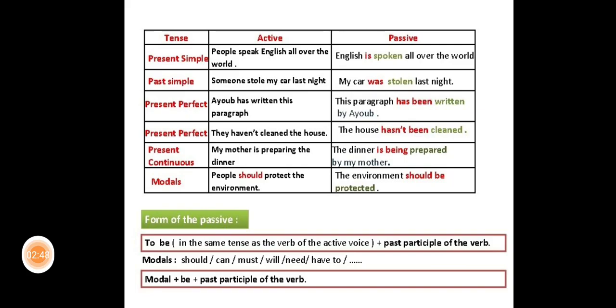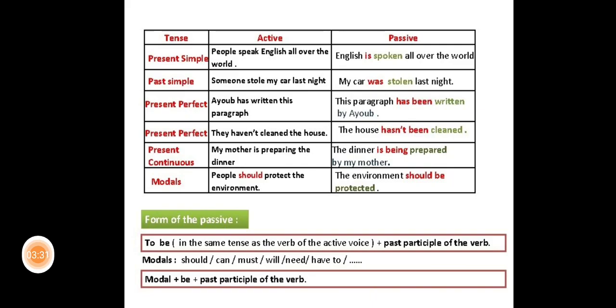Look at the kind of change we introduce to these sentences. People speak English all over the world. What is the subject here? People. The verb is speak. What is the object? English. So in the passive, I have to start not with the subject, like in the case of the active. I start with the object. All passive sentences start with an object, and an object can be a noun or a pronoun. For instance, English, that's the object.